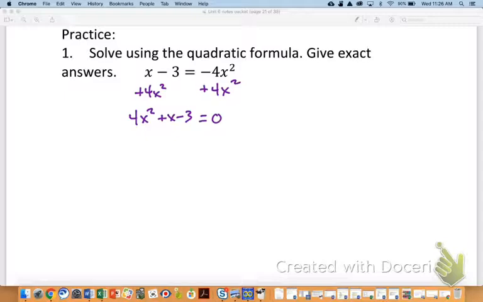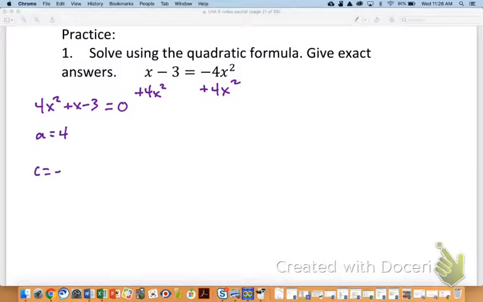And once you've done this, of course, you can now use the quadratic formula to solve this. To do that, we need to identify our A, our B, and our C. So A would be 4. C is -3, but what's the B? It doesn't really look like there's a B. It's a 1, right? It's 1x. So B is 1.